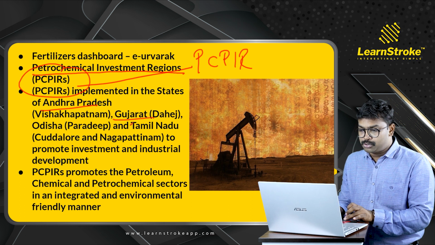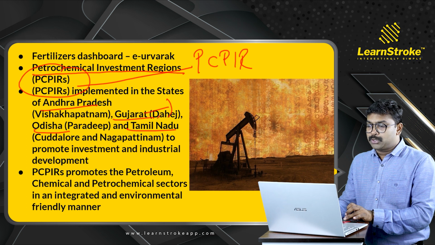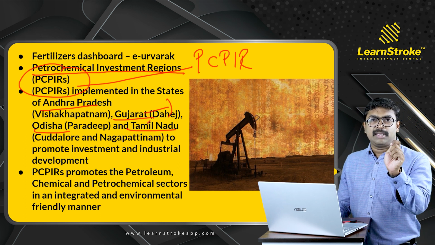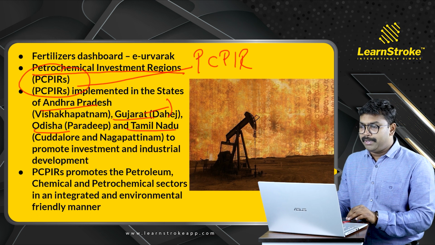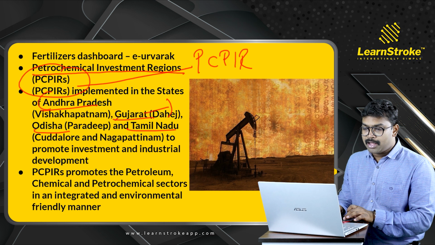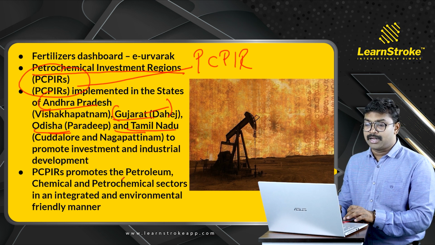Remember, Andhra Pradesh, Gujarat, Orissa, Tamil Nadu. So if you get a prelims question, which of the following places in India are connected by a PCPIR? So basically, when you hear PCPIR, you need to think of petrochemical investment regions, and in India you have them in Andhra Pradesh, Visakhapatnam, Gujarat, Orissa and Tamil Nadu.